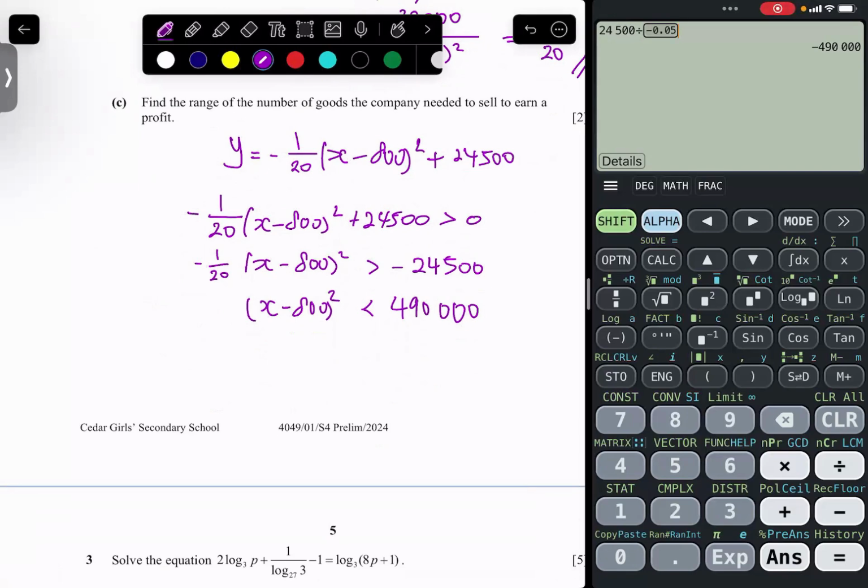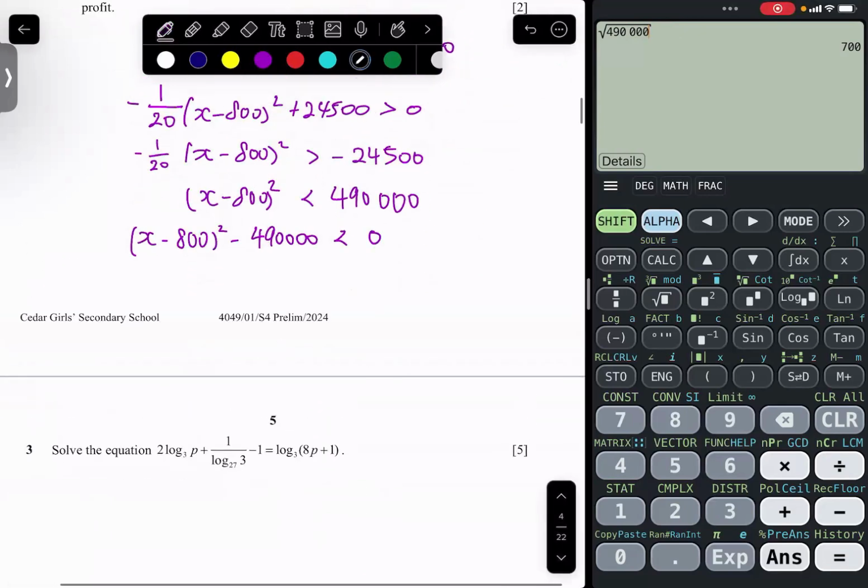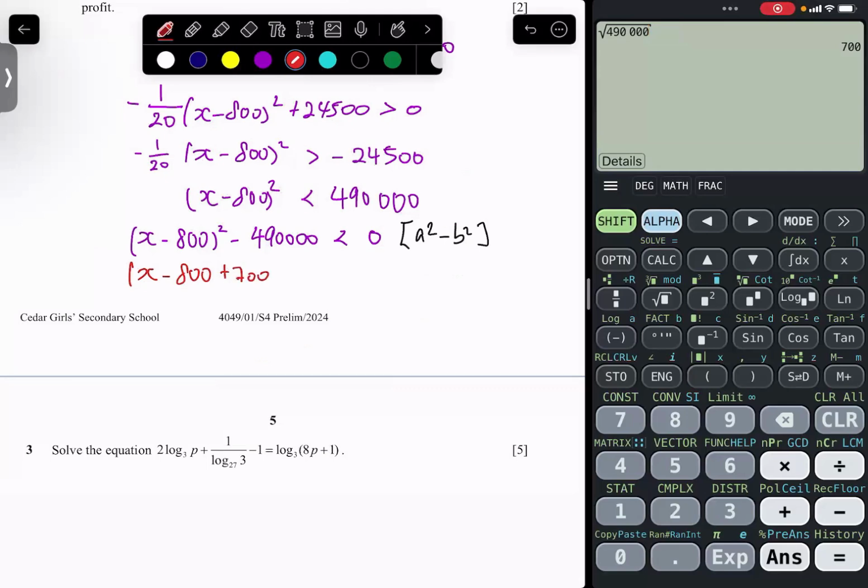No choice, bring it over. So (x − 800)² − 400 must be less than 0. This reminds us of a square root of 400, which is 20. I think we can write that as 700... so then this is actually our a² − b². So we can have (x − 800 + 700)(x − 800 − 700) must be less than 0. That means (x − 100)(x − 1,500) must be less than 0.